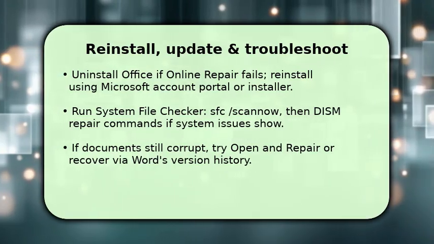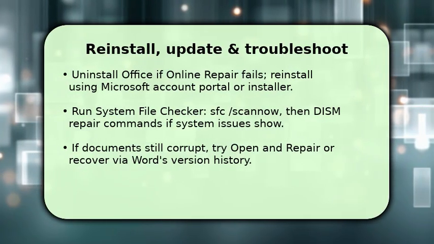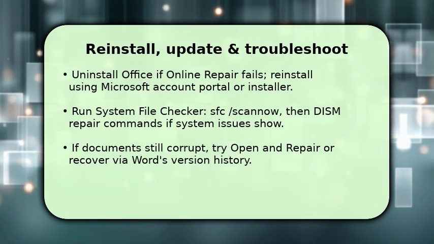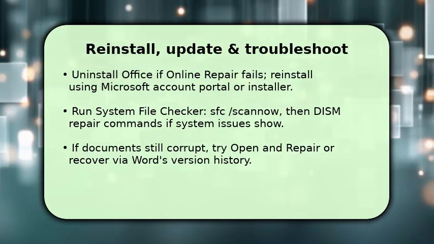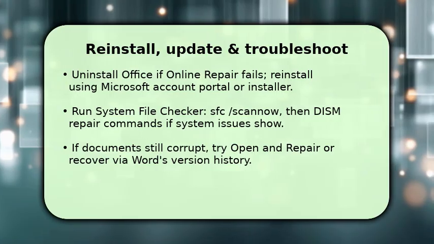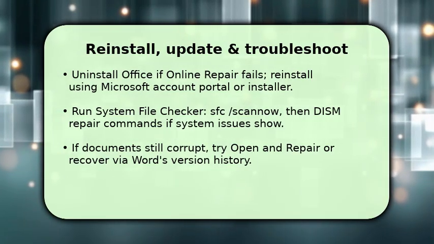Additionally, run sfc /scannow and follow with DISM restore commands to fix OS file corruption that affects Word. If a specific document is damaged, use Word's Open and Repair or try version history and recover unsaved files. If problems continue, contact Microsoft support with the error log.